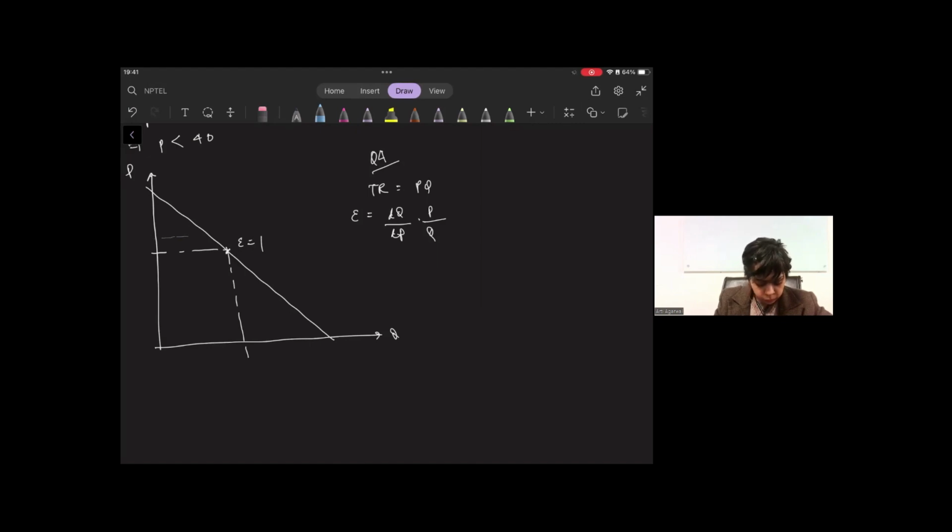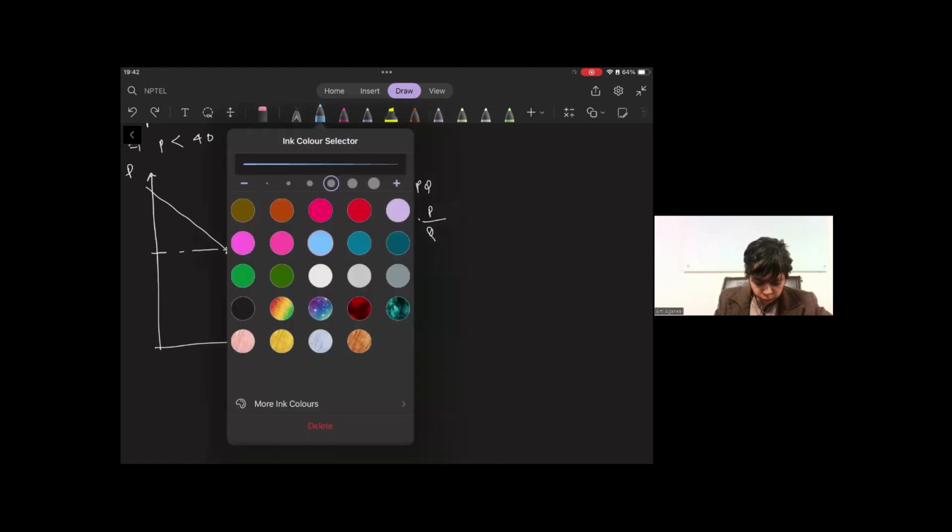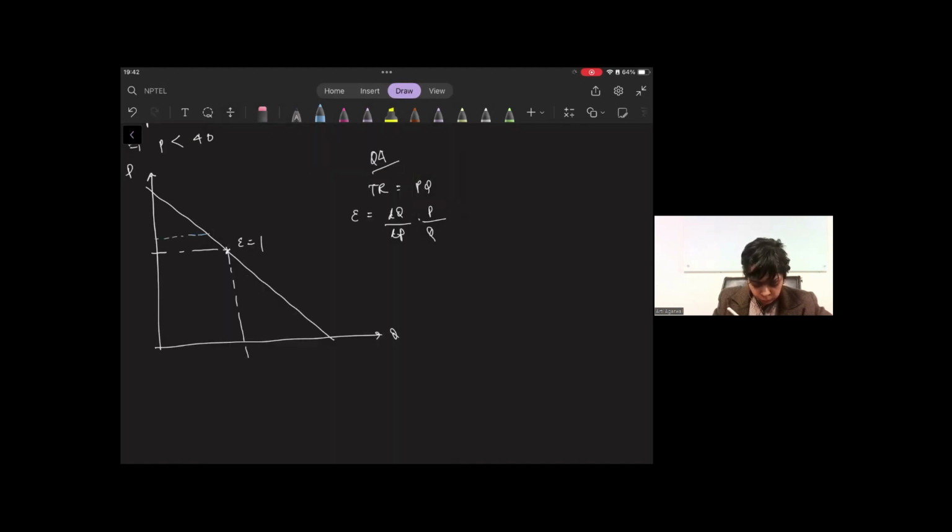If you change the price, quantity changes in the same proportion. So what happens? Total revenue does not change, right? Just understand that in this situation, delta TR is equal to zero, because the change in quantity and change in price are both changing. One is increasing, the other is decreasing. And in that situation, delta TR is equal to zero, right?